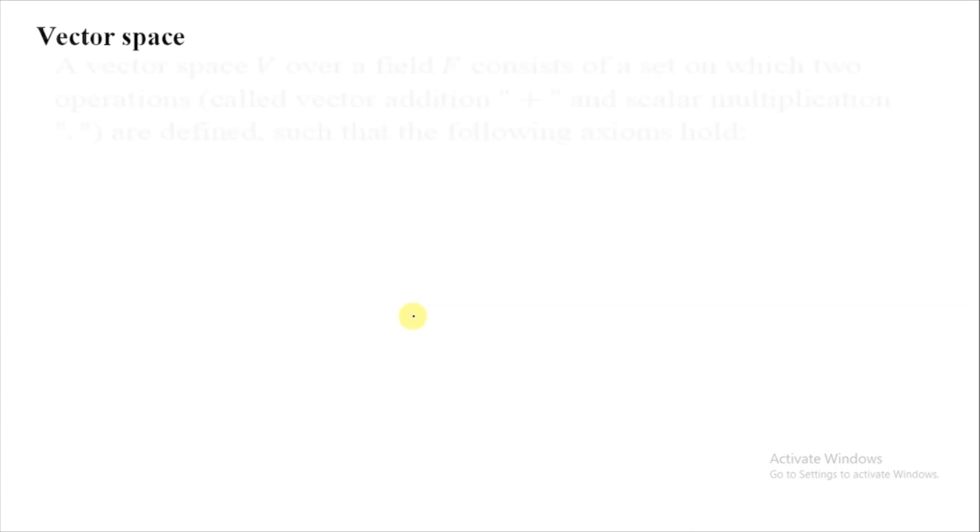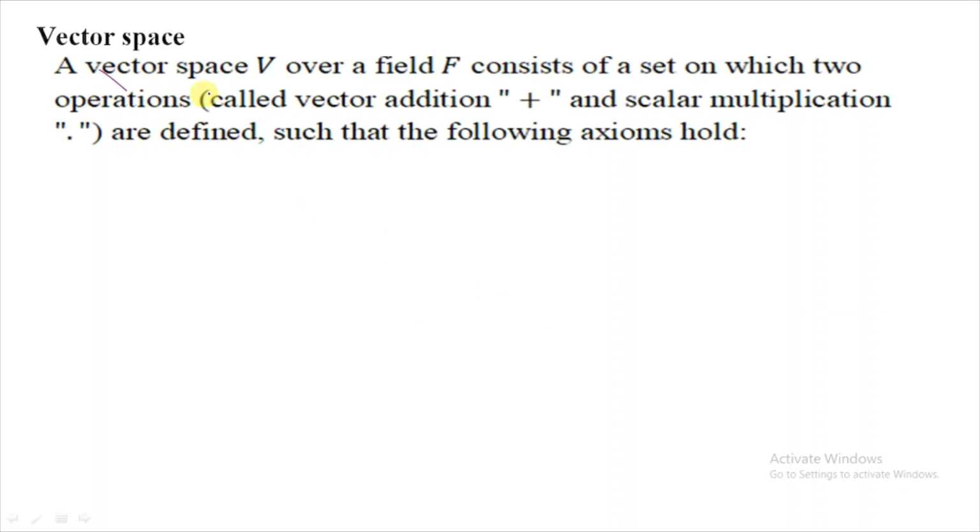A vector space, generally denoted V, is represented over a field F. Last class we discussed fields. We define a vector space over a field F as a set on which two operations are defined. One operation is called vector addition and another operation is called scalar multiplication. These operations are defined such that the following axioms or conditions hold.